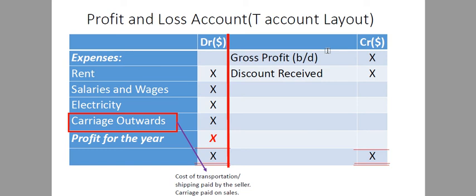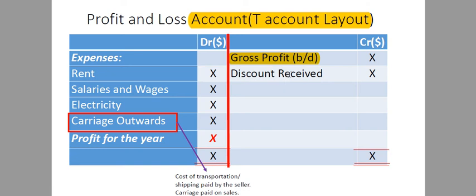Now this is again a T account layout, which is just for the purpose of explaining the double entry. So we finished the trading account with the gross profit, and we showed there as gross profit CD. Now we will show here as gross profit BD. So this is actually brought down from the trading account. And then we will add any other incomes.